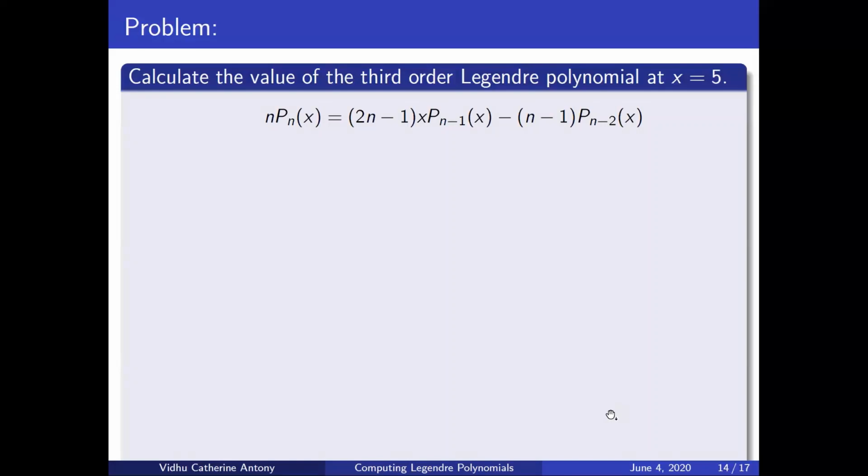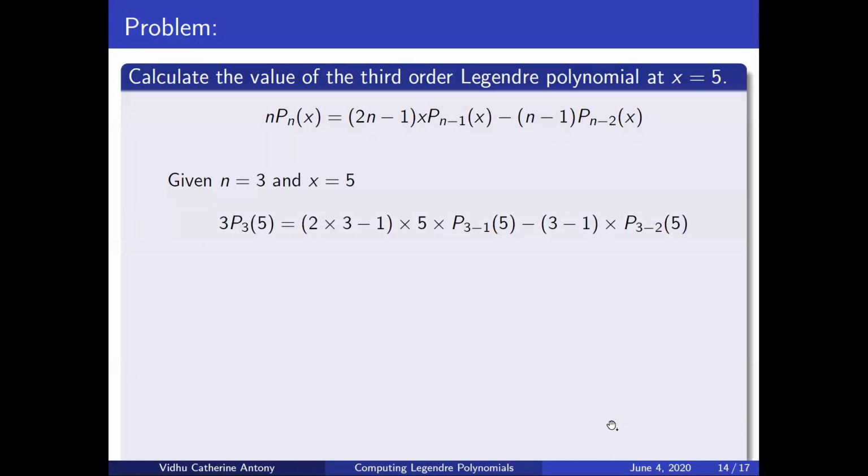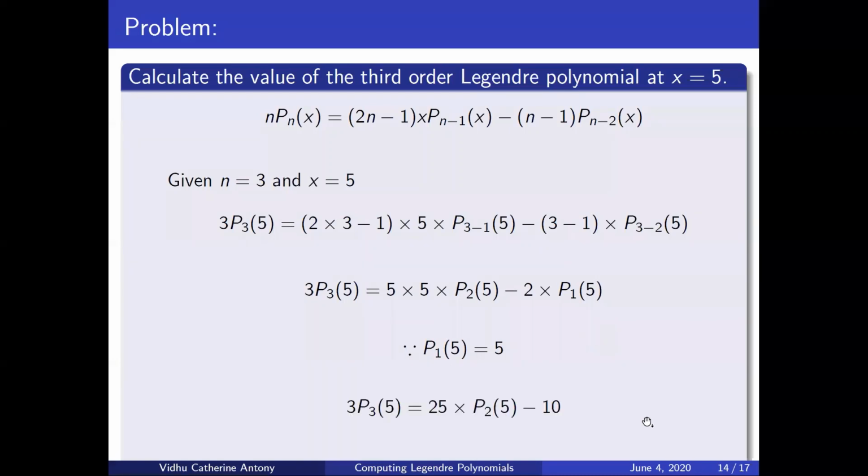So this is the Bonnet's recursion formula. You're given that n is equal to 3 and x is equal to 5. You substitute this here, and it's just simple mathematics. You have P1 of 5 is equal to 5. Why is that? Your P1 of x is equal to x. So for any value of x, you get the first order polynomial as x itself.